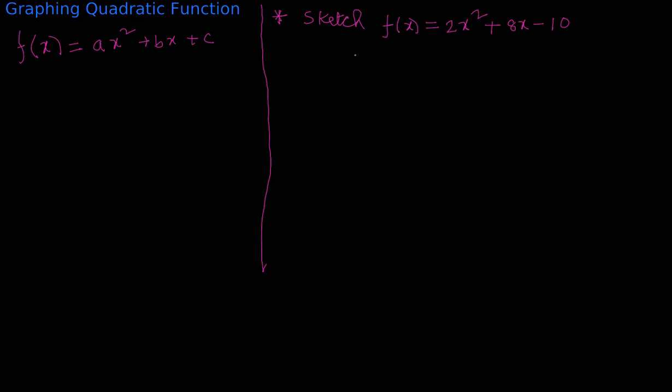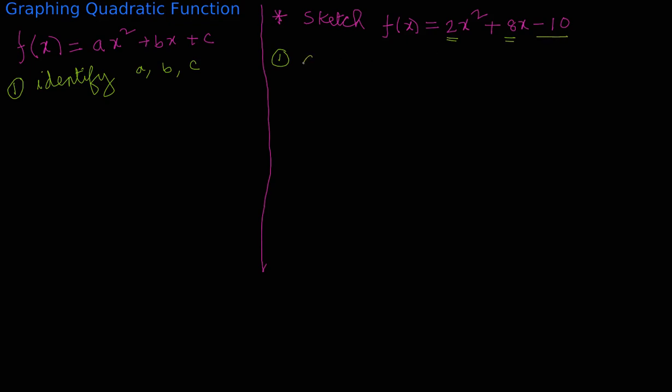So now let's start. First of all, I'm going to write down each step one by one. Step number one is identify a, b and c. For this problem, a will be 2, b will be positive 8 and c will be negative 10.